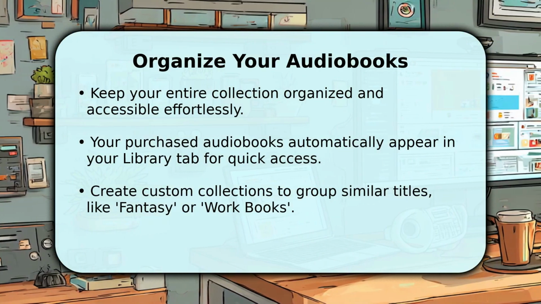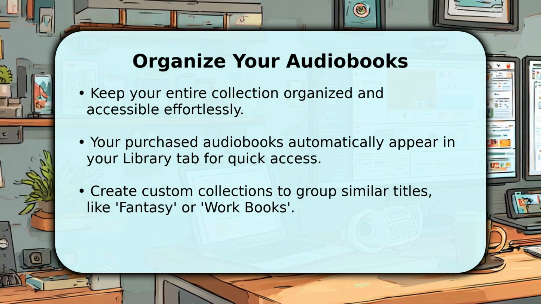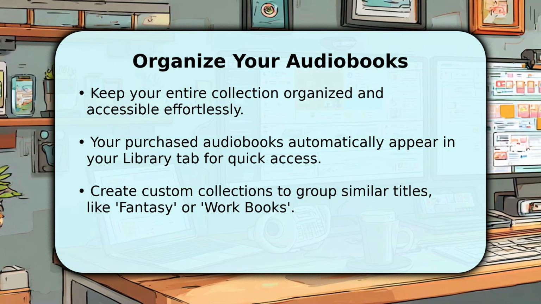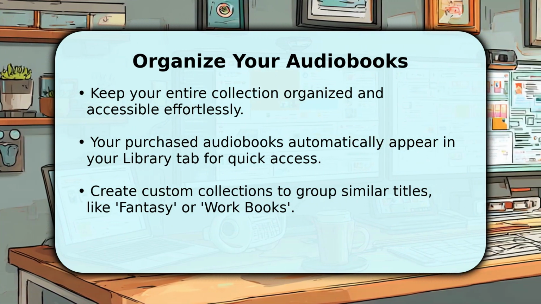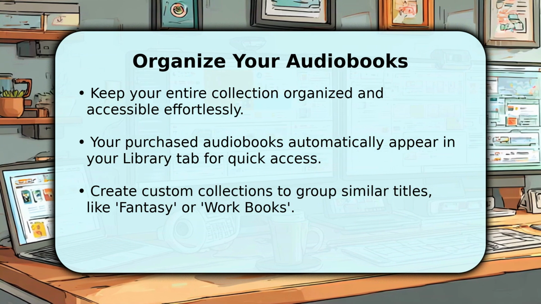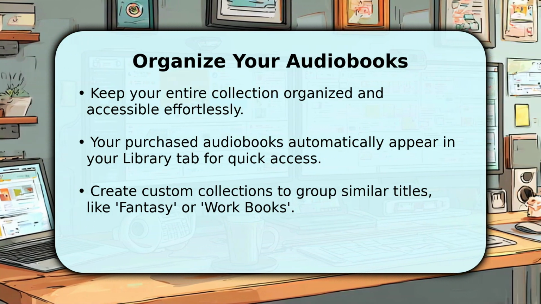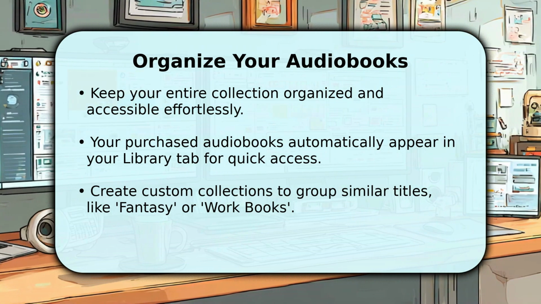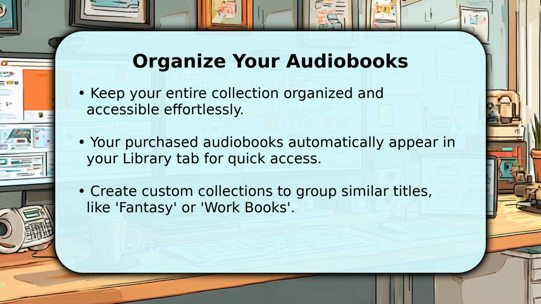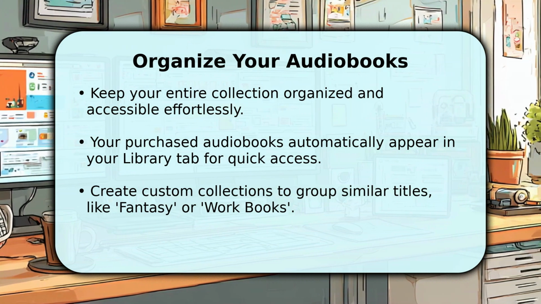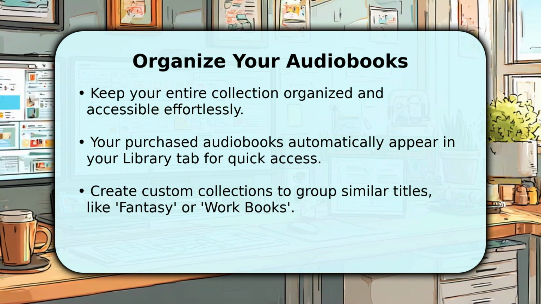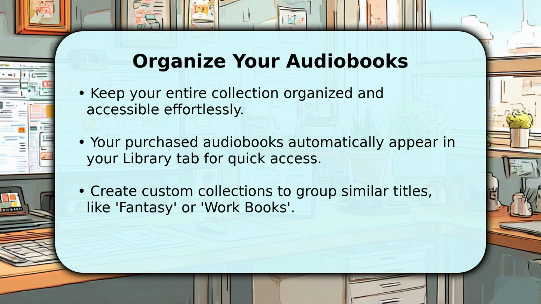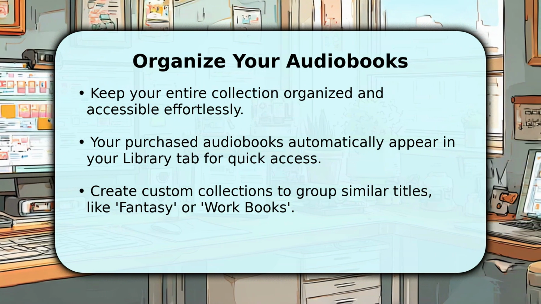Keep your entire collection organized and accessible effortlessly within the Audible app. All your purchased audiobooks automatically appear in your dedicated library tab, ready for quick access whenever you are. For even better organization, you can create custom collections to group similar titles, perhaps for genres like fantasy or your workbooks. Don't forget to download books for convenient offline listening, which is perfect for travel or when you're in areas without internet access. Your stories are always ready, right at your fingertips.